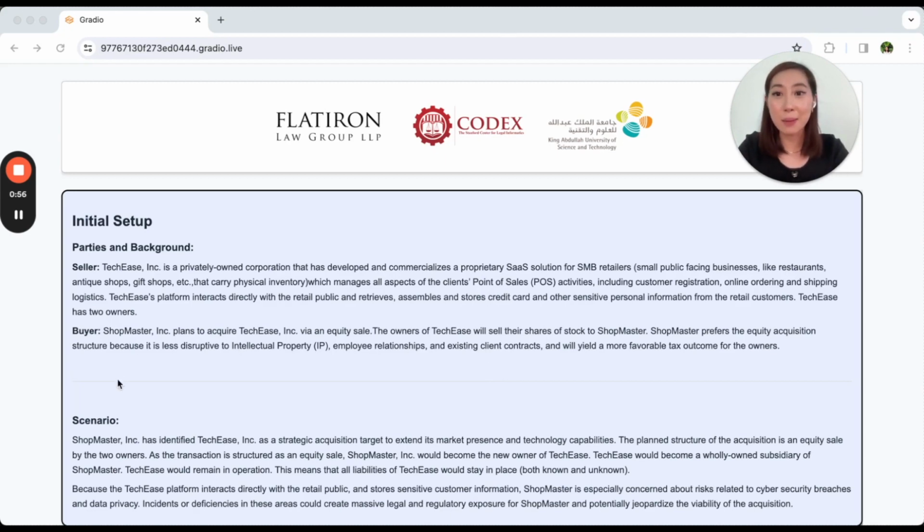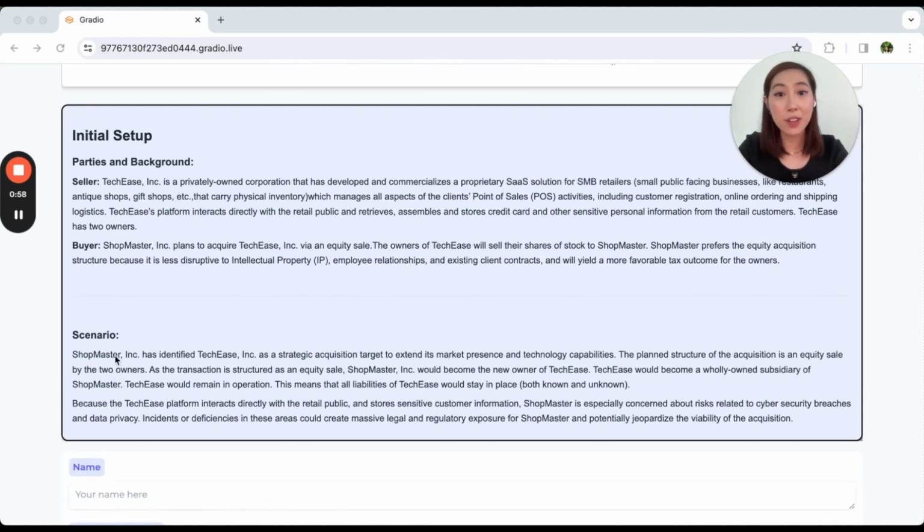You'll notice that there is the background and context of the negotiation featured at the top. Here we are negotiating an equity sale between a fictional buyer and seller. The buyer is interested in a seller that has a proprietary SaaS solution for small, medium-sized business retailers. The fictional buyer believes this acquisition could help extend its market presence and technological capabilities. Now we, as a lawyer trainee, have been assigned to represent the buyer.